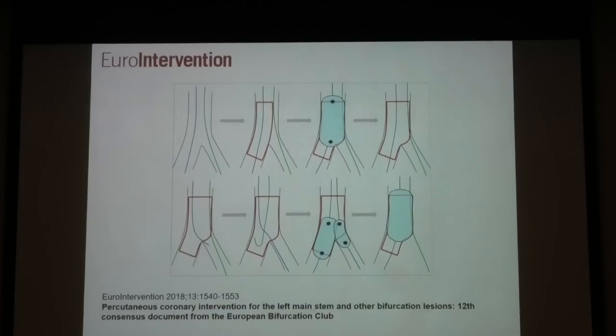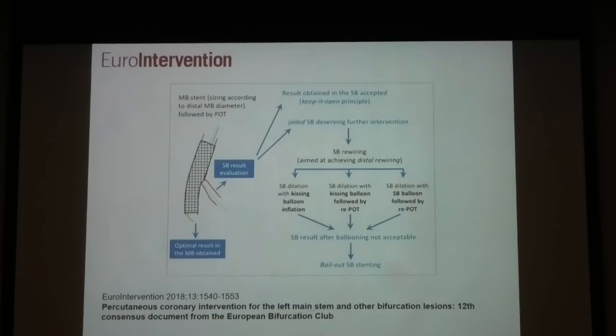هاي سوينا main branch stenting, sizing according to the distal main branch diameter, usually the LAD, followed by POT technique. هلا وجدت انه the result obtained of the side branch is acceptable, keep it open principle, you don't have to do anything else. After main branch stenting and POT technique, the side branch is wide open and there's no compromise of the flow, you don't have to do anything.